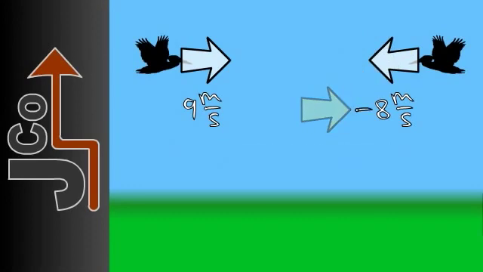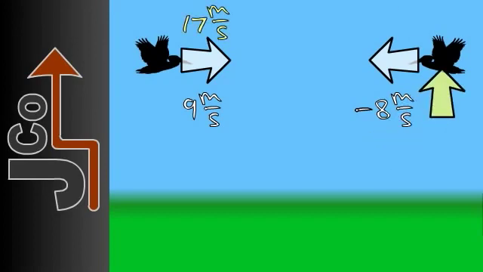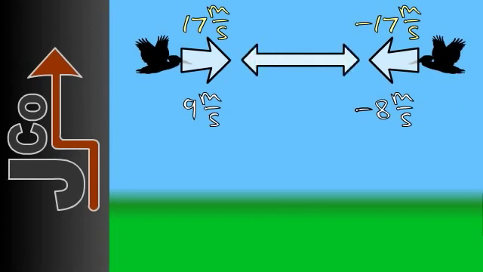We can now find relative velocity. For this bird, his velocity minus the velocity of the other bird gives us his relative velocity, 17 meters per second. For the other bird, the calculation comes out to negative 17 meters per second. So the two birds approach each other with a speed of 17 meters per second as they travel in opposite directions.